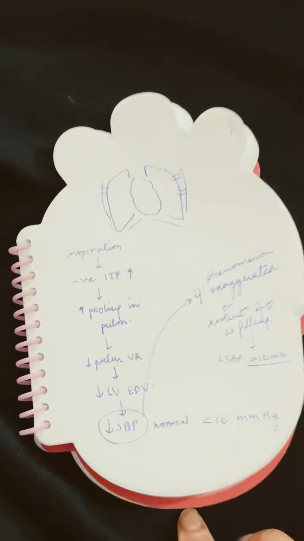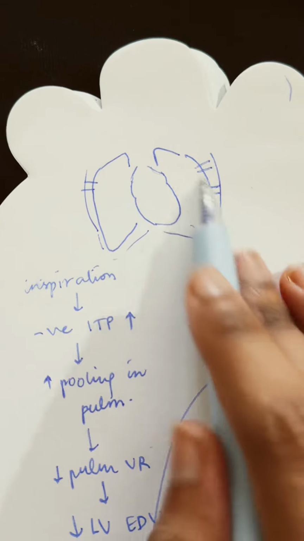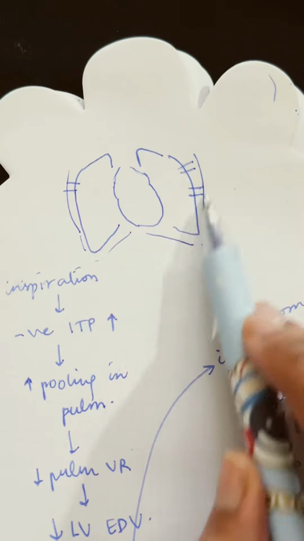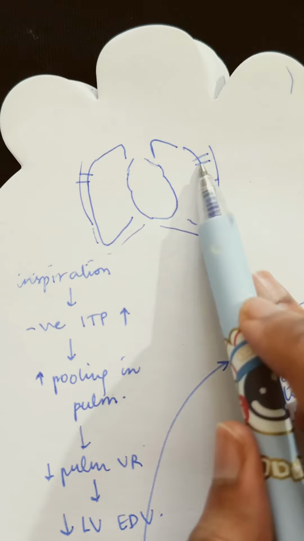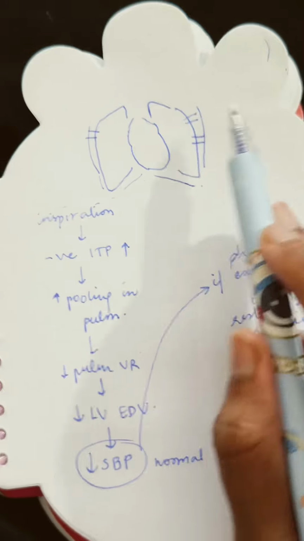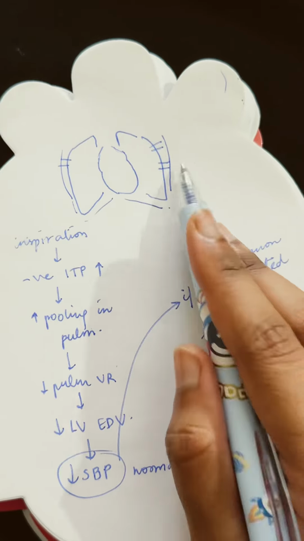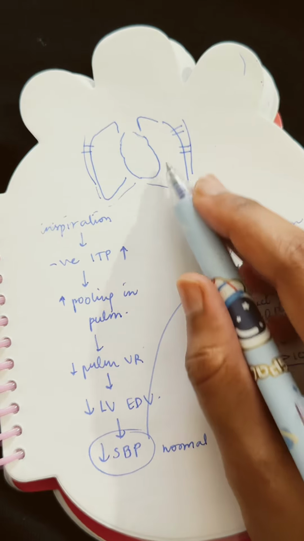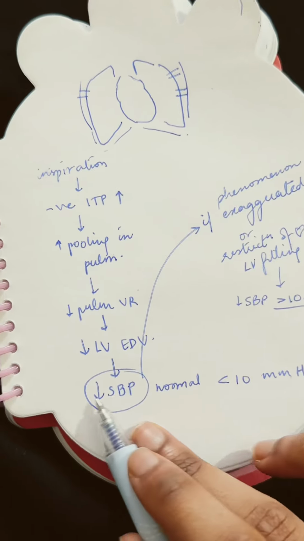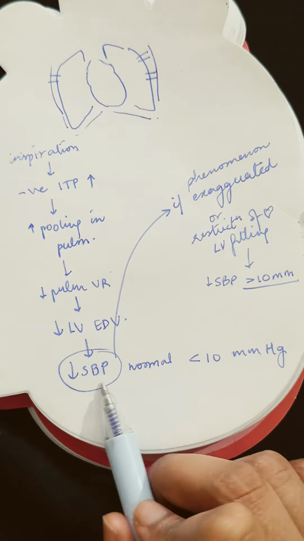Now, understand this concept for the next pulse. When we breathe in air during inspiration, the negative intrathoracic pressure increases. That pulls all the blood into the pulmonary circulation. So, there is a pooling of blood in the pulmonary circulation, in the pulmonary venous capillaries. That in turn decreases the venous return from the pulmonary veins into the heart. As a result, the left ventricle receives less blood. So, we have less end diastolic volume, we'll have less stroke volume, and as a result, the systolic BP will reduce. Now, this drop in SBP is a normal phenomenon, but only when it is less than 10 mm.